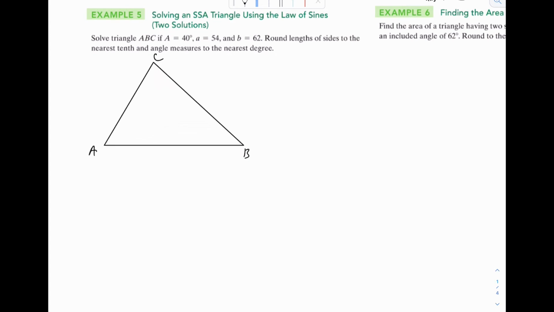A, B, C. This is 40. A is 54. B is 62. And now it says, yep, let's figure it out. So here's our pair. And we know sine of 40 over 54 should equal sine of B over 62.